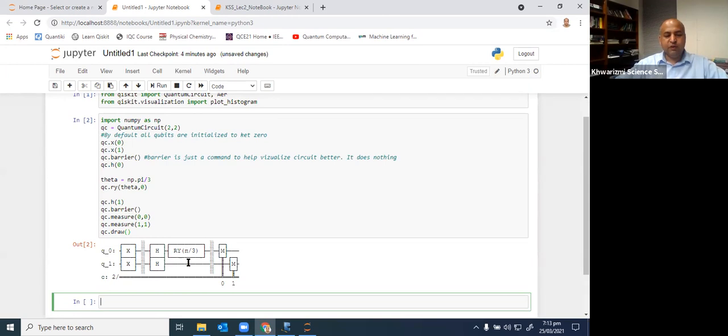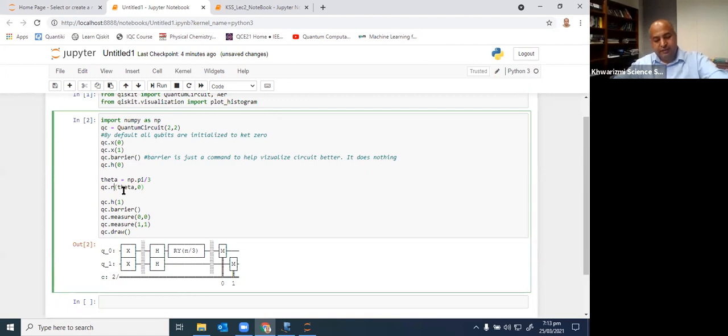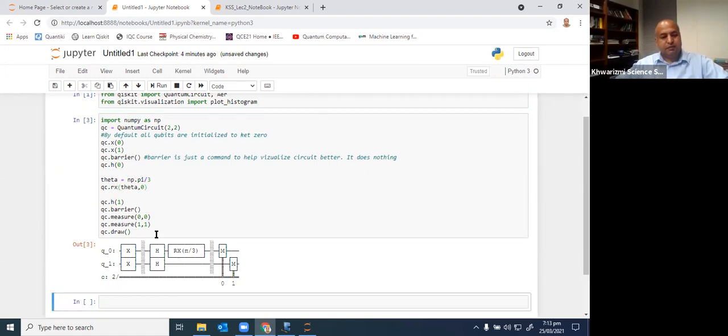Hadamard gates to both qubits, then I have applied a rotation on the y-axis. I can also have this rotation, let's say, around the x-axis, and similarly rotation around the z-axis. And then at the end, I have two measurements. So this is how we specify a quantum circuit using Qiskit.